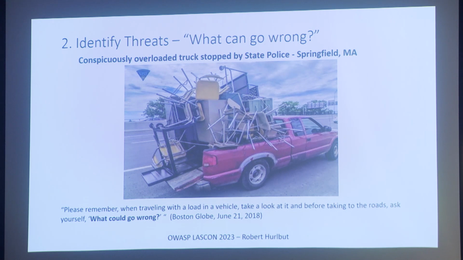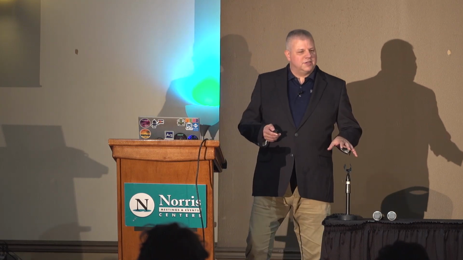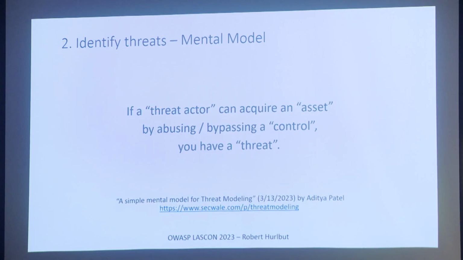This is an actual thing that actually happened near where I live. I don't know why the police pulled them over, but I have a pretty good idea. So sometimes this is a little bit more obvious, and actually the title of this article in the newspaper was, when you go out and take the roads, ask the question, what could go wrong? All kinds of potential things. Sometimes it's more obvious than not, but other times we're not sure where to get started.